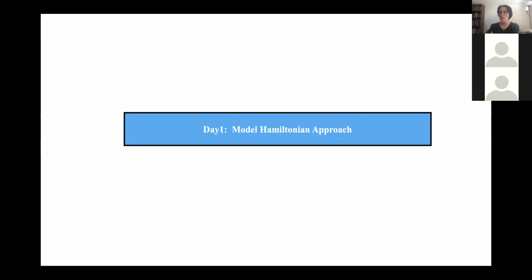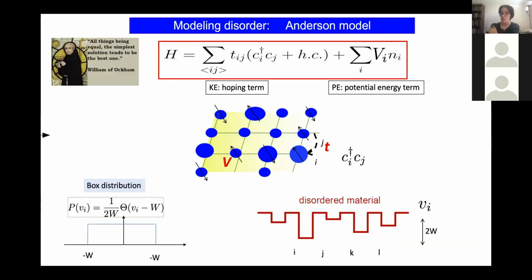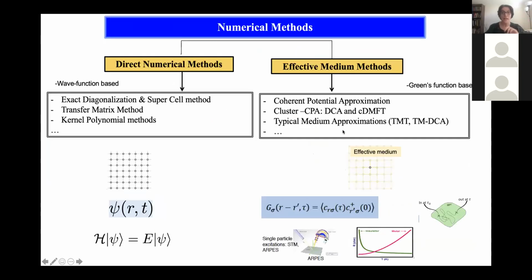So let me go to day one, the model Hamiltonian approach. The simple model we're going to study is the Anderson model. I told you we take the simplest models that we can take. In a disordered system, we have electrons moving or hopping on the lattice. The first term describes the hopping or jumping of an electron from one site to another, and the second term describes the random disorder potential. And even solving this problem is not an easy task.